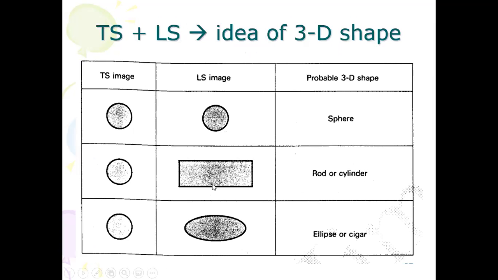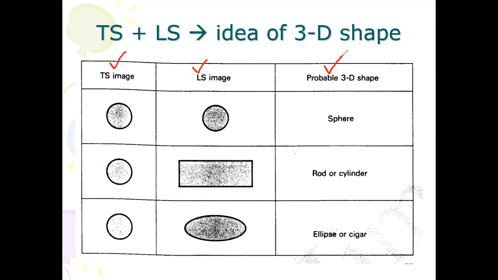Okay, right. So this one is to show you that if you see 2 images of an object, one is TS, one is LS, you will be able to guess the possible 3D shape of the object. Now, when you see anything under the microscope, they are all flat because you have to make it flat for the light to pass through. Therefore, you can only see 2D, you cannot see 3D.